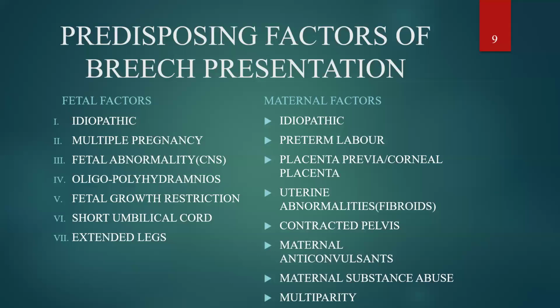Thank you. So the predisposing factors of breech presentation. In the fetus, we have situations of multiple pregnancy, fetal abnormality, like CNS abnormalities, that's the central nervous system, oligo or polyhydramnios, fetal growth restriction, short umbilical cords, and then extended legs of the fetus.